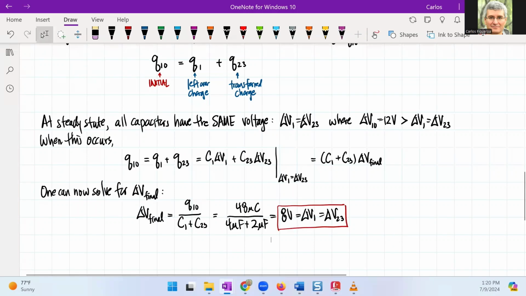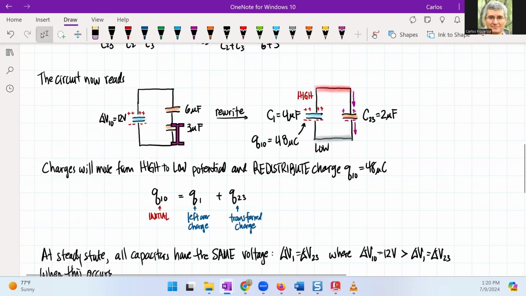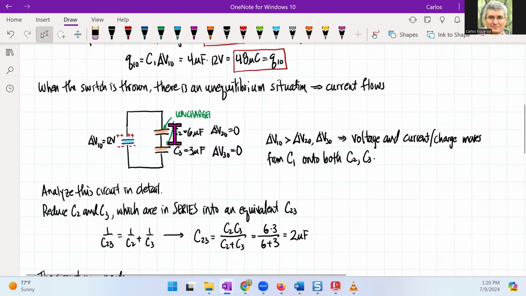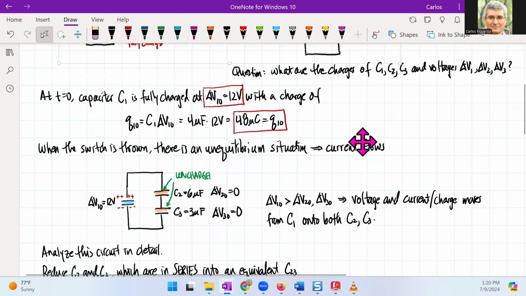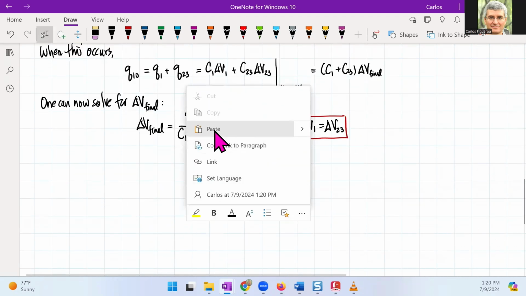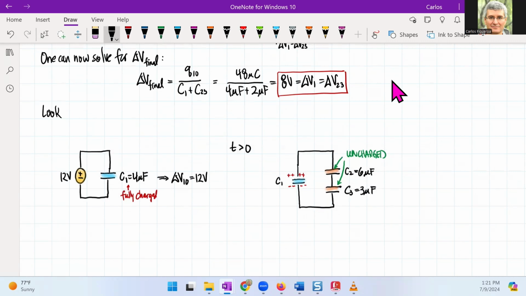Now, let's draw a picture to show you what I see here. I start off with the circuit, and let's copy this. Let's go back into here and just copy this. If I bring this into here, what I really want to do is look at the overall picture.